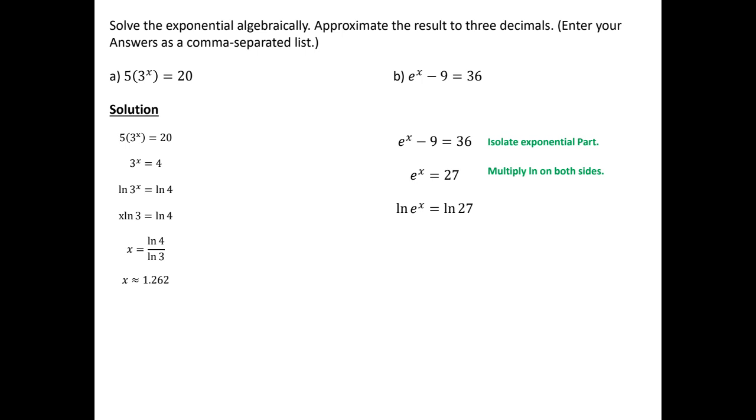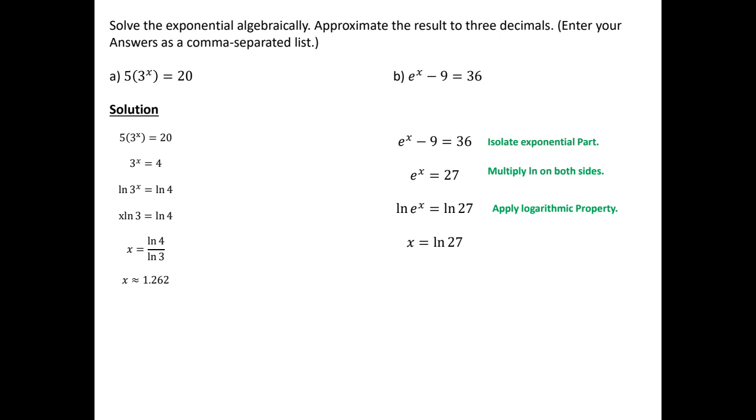Okay, so when I do the natural log of both sides, I use my power rule. My power rule says that I multiply the x by the natural log of e, but I discovered that the natural log and e are inverses of each other. That gives me 1. So 1 times x is x. So the right side is just the natural log of 27.